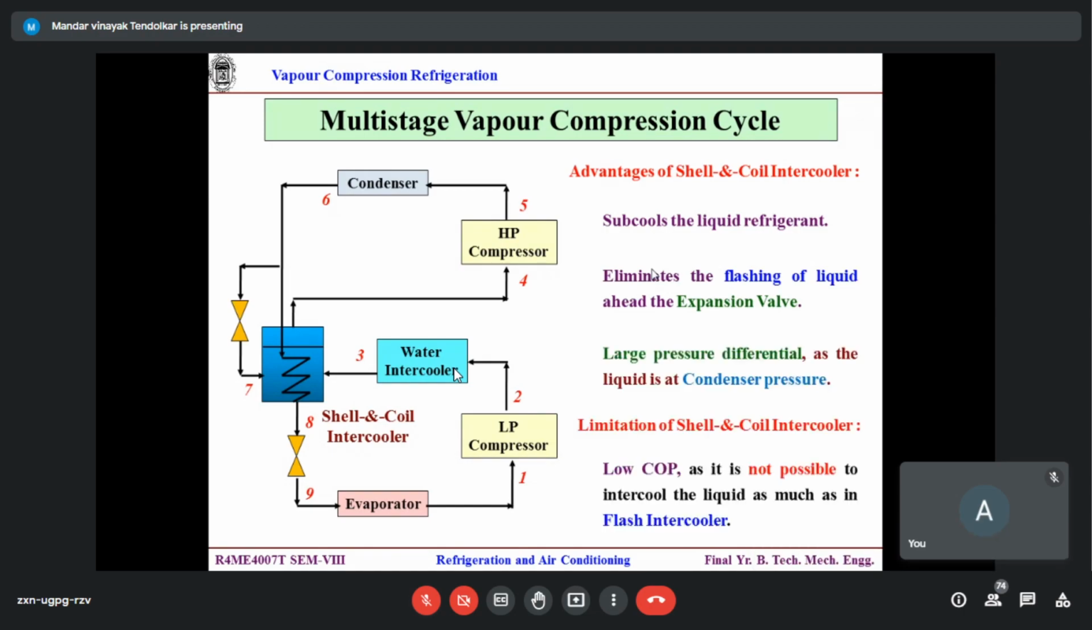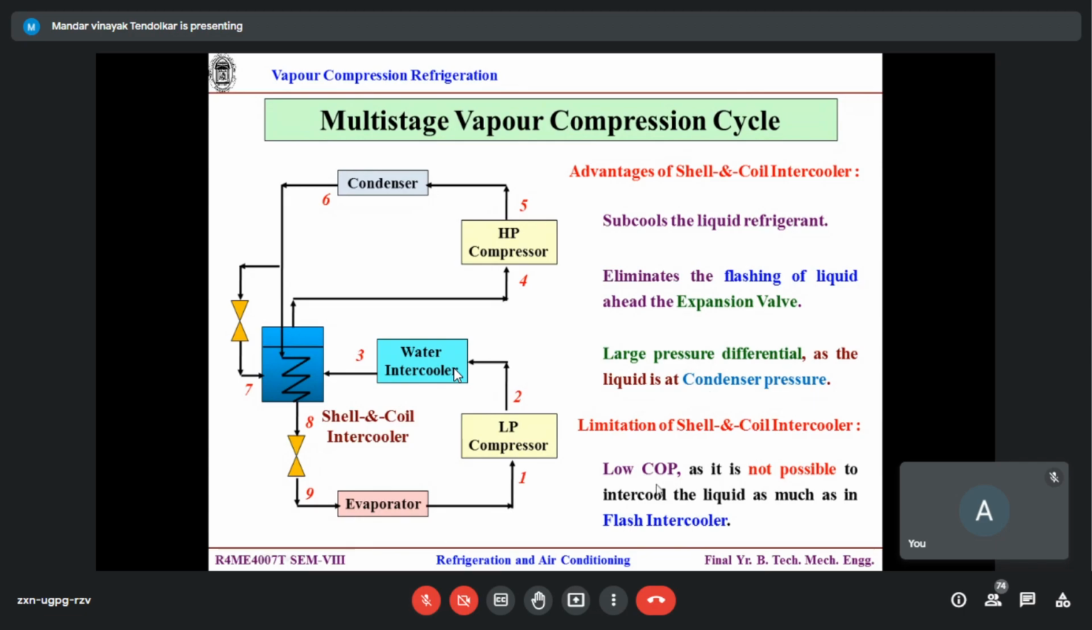The advantage, it subcools the liquid, it eliminates that flashing part ahead of the expansion valve. So here there is no scope for any heat transfer. This is at the same pressure and even subcooled, so there is no question of heat. It is getting cooled and there is a large pressure differential for this expansion 8 to 9 because it is condenser pressure to evaporator, nowhere that intermediate pressure coming into picture.